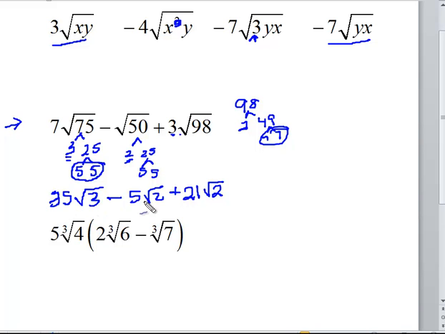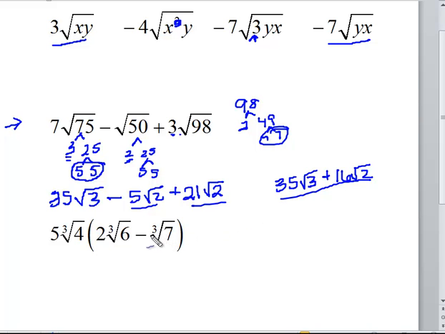And the only like radicals here are these last 2. So just like in number 8, where you were just combining like terms, if this term doesn't have anything like it, it just stays as is. So you have 35 radical 3, and then a -5 plus 21 would be a positive 16 radical 2. And we can't do anything else. That would be your answer.